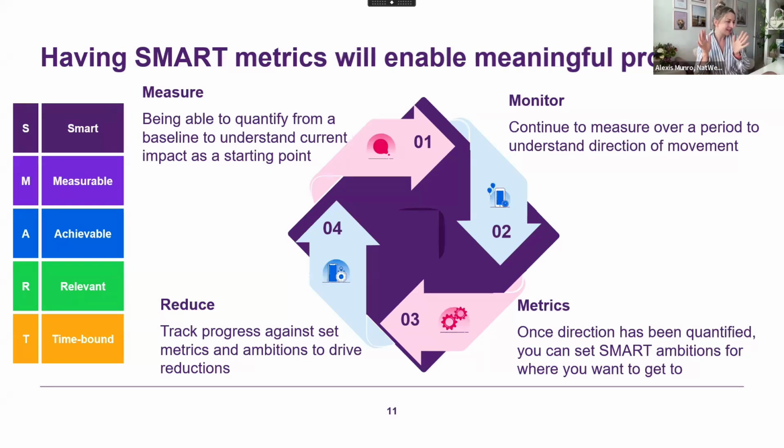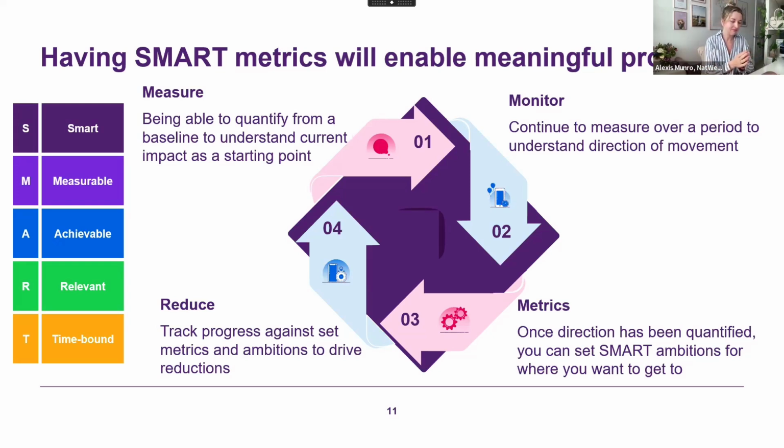Then you can look at that SMART metric of, right, I've been reducing 5% every month for the past 3 months. I've got that direction of travel. Where do I want to get to? How fast can I get there? Do I need to continue monitoring for a longer period of time before I understand what that end destination could be, or what does that look like? And so you can really start then to set that SMART metric.